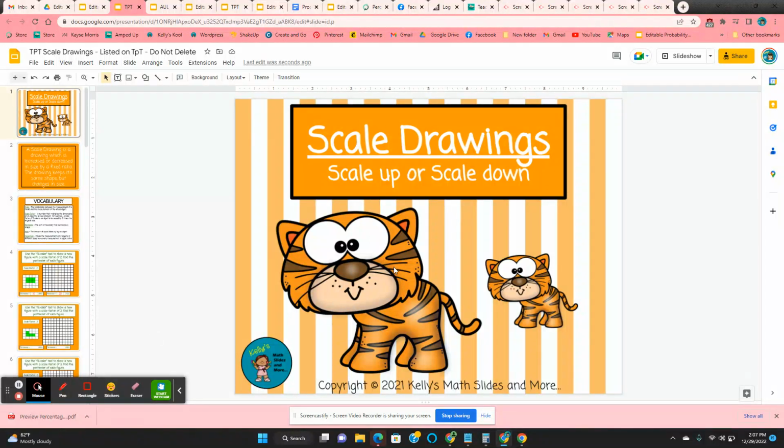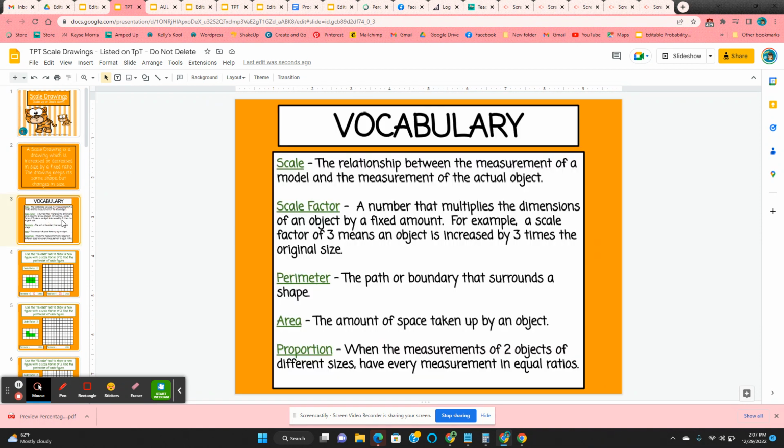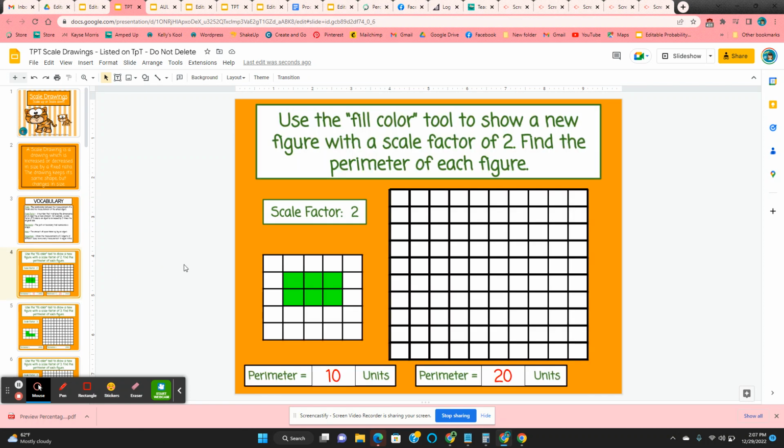Scale drawings. This is an introductory lesson to scale, and this is a lot of fun for the students. It's a digital lesson, and it starts with a definition of what a scale drawing is, gives some introductory vocabulary, including scale factor, and then starting on slide 4, students are going to use the fill color feature of Google Slides, and they're going to create a similar figure.